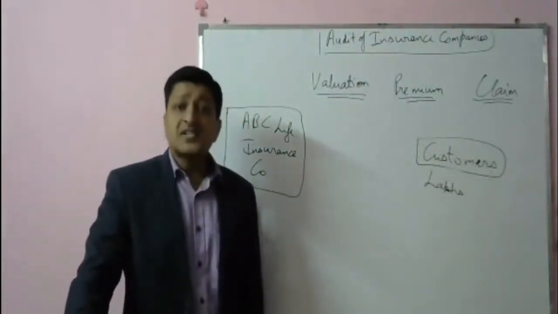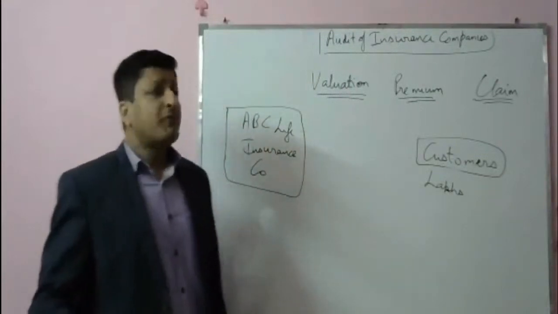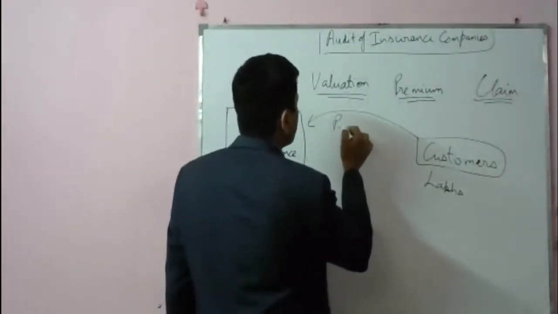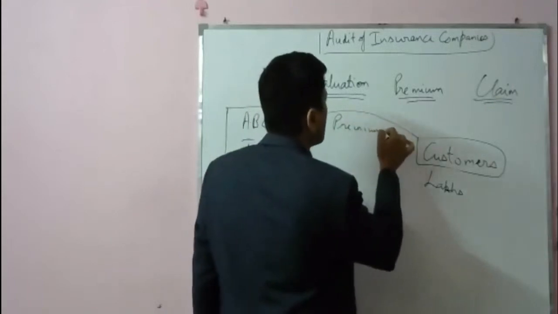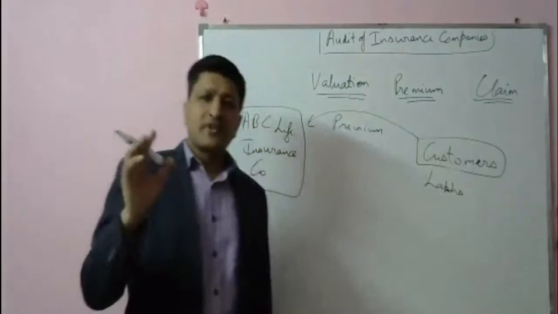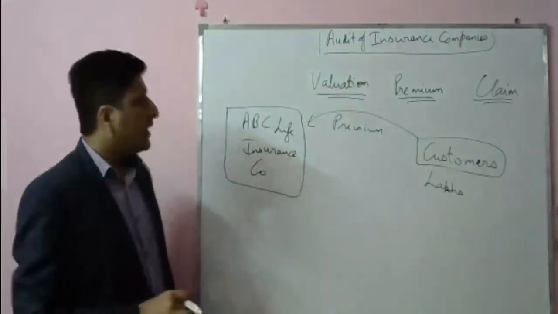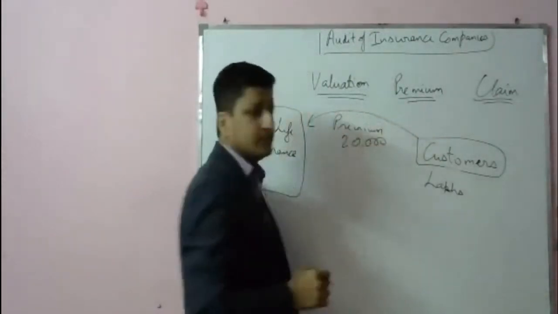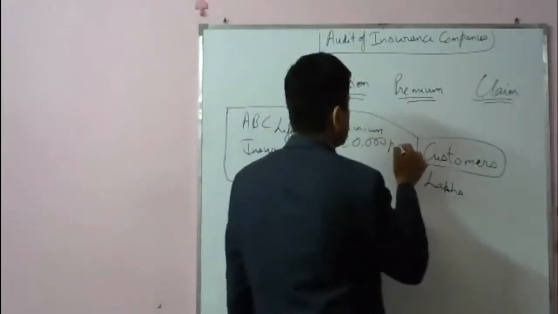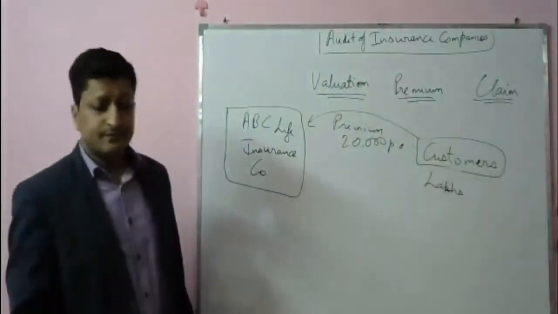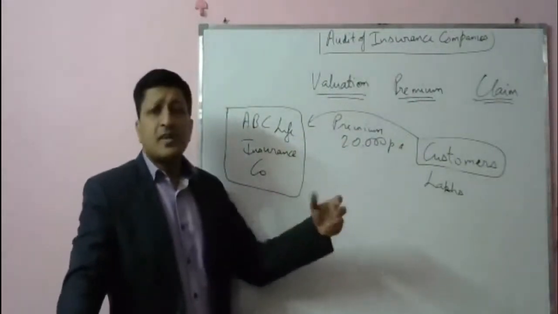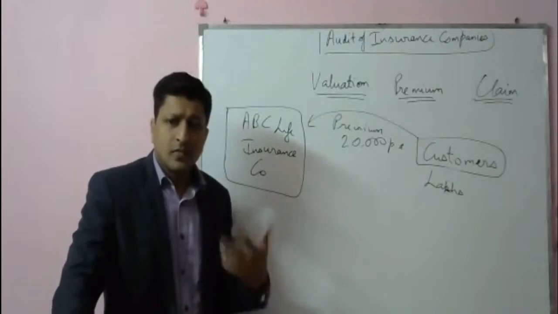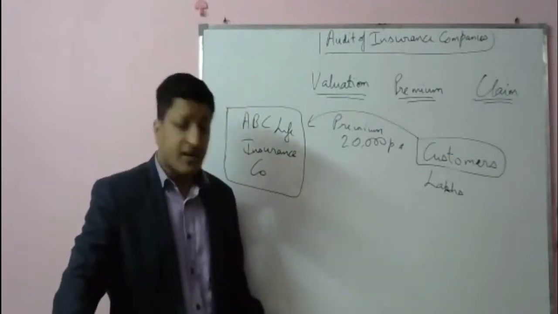Now, considering the business model of the insurance company, what will happen? All of these customers will pay premium to the insurance company. Let's suppose, on an average, every customer is paying 20,000 per annum to the insurance company. So this premium is what? This is nothing but the revenue of the insurance company. It is the operational revenue, actually.